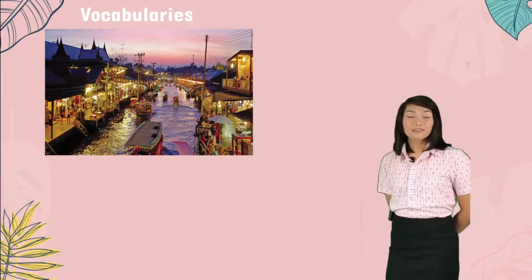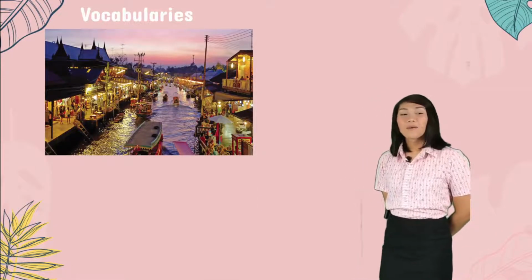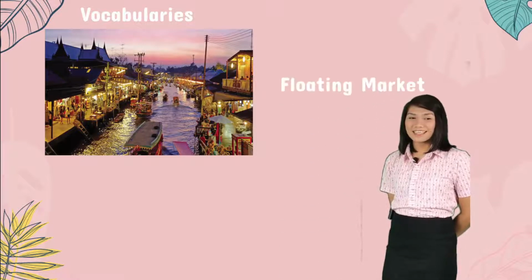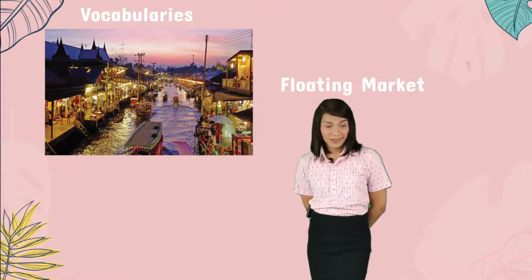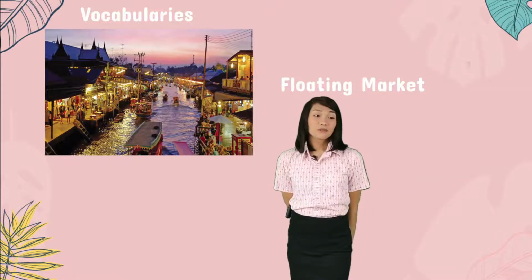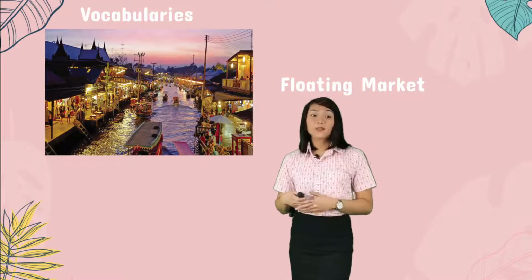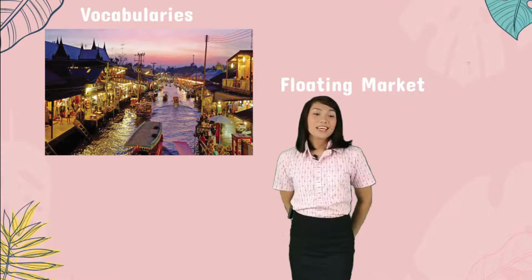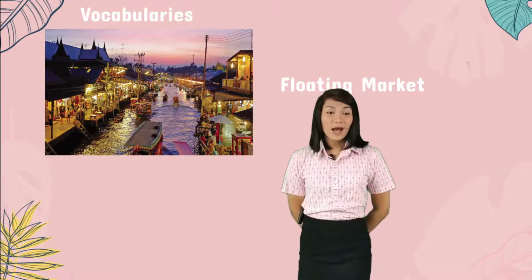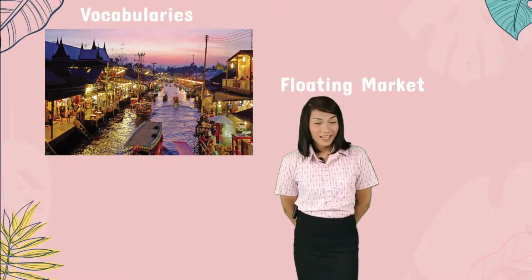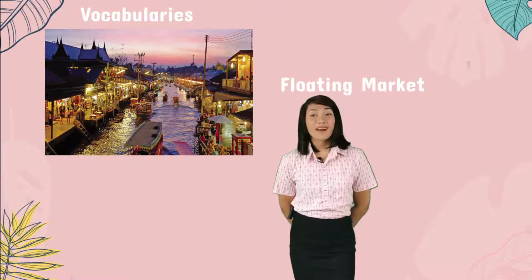Now, let's have the first vocabulary. What is this? All right, very good. So this is a floating market. Now, what do we mean by floating market? So floating markets are generally known as markets on the river. This is widely celebrated, or we have this widely in Asia, and especially here in Bangkok.